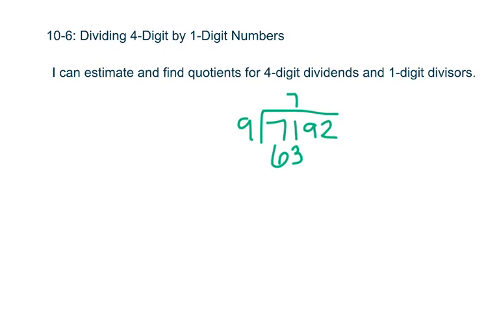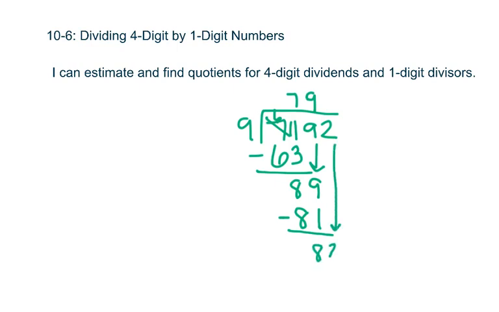9 times 7 is 63. I'm going to subtract, bring down. How many times does 9 fit into 89? It fits in 9 times. 9 times 9 is 81. 89 minus 81 is 8. I bring down the 2. How many times does 9 fit into 82? It fits in 9 times. Again, 9 times 9 is 81. I subtract, and I'm left with 1 left over. My answer is reasonable. In fact, it's super reasonable. My answer is 799 remainder 1, so that's about 800.